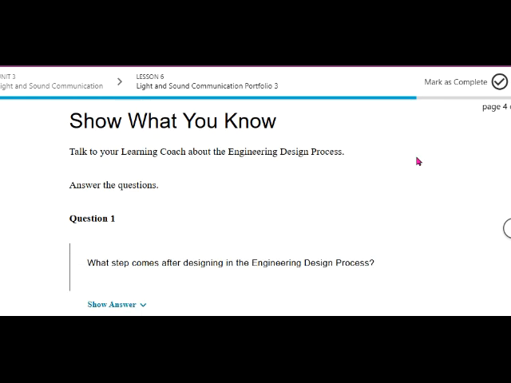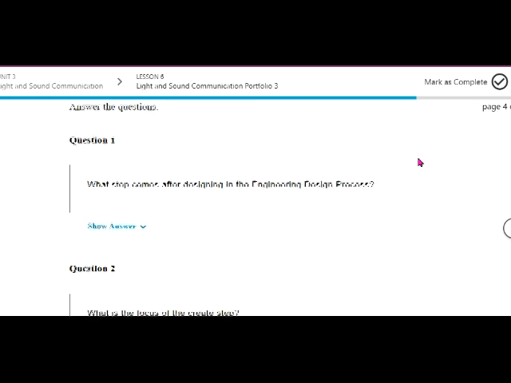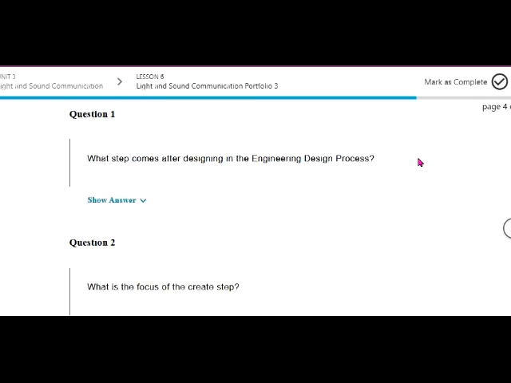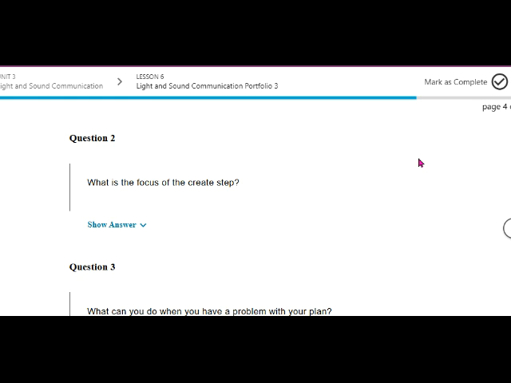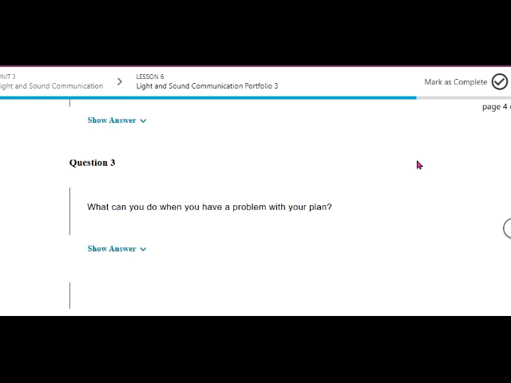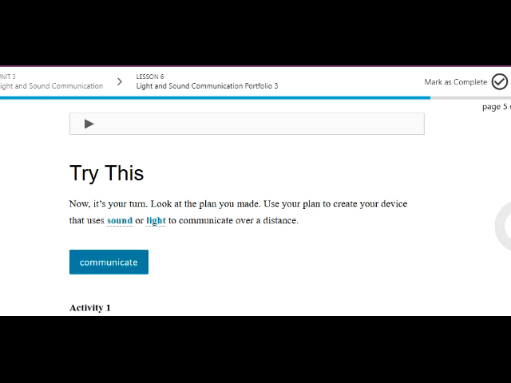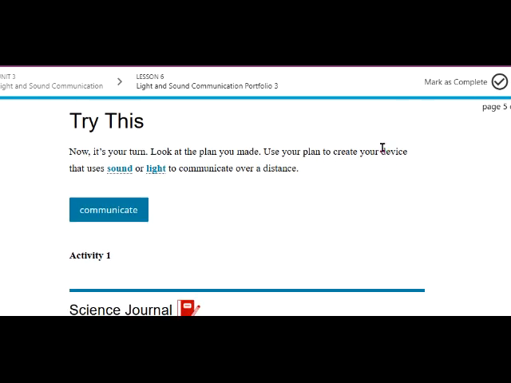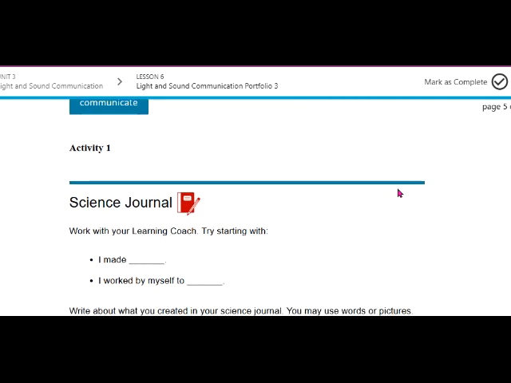Talk to your learning coach about the engineering design process and answer these questions. What step comes after designing in the engineering design process? What is the focus of the create step? And what can you do when you have a problem with your plan? Now it's your turn. Look at the plan you made. Use your plan to create your device that uses sound or light to communicate over a distance.